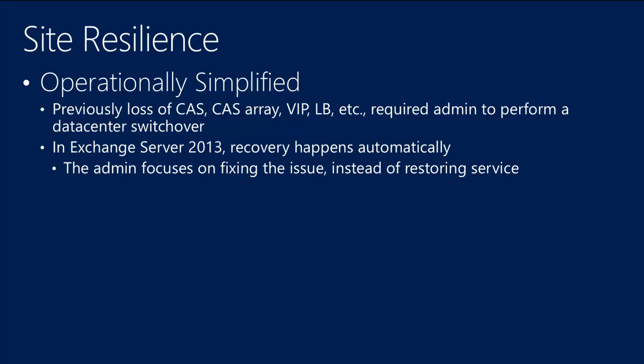Even if it was just a CAS array that you lost and your DAG was 100% healthy, you had to move everything over to a secondary data center and do a manual data center switchover. In Exchange 2013, that is no longer always the case. In 2013, you may have the ability to have the system just automatically fail over to another data center in response to one of these actions happening.